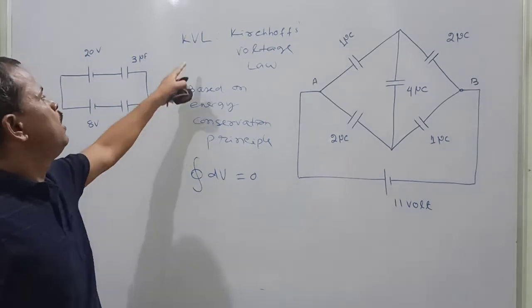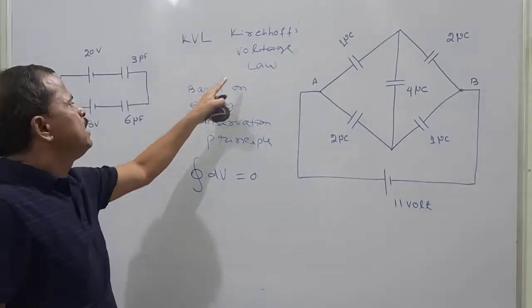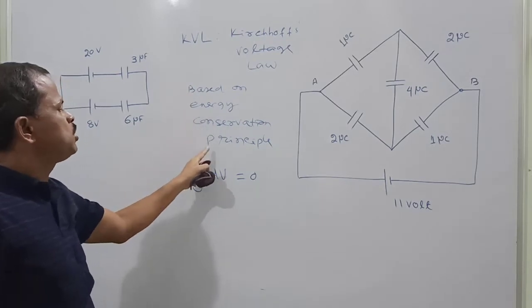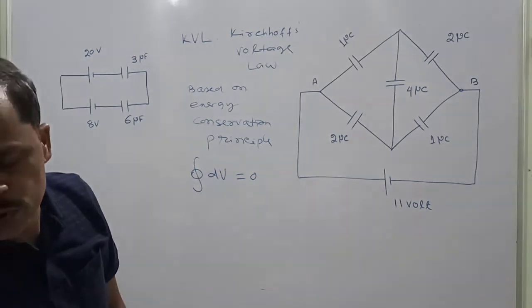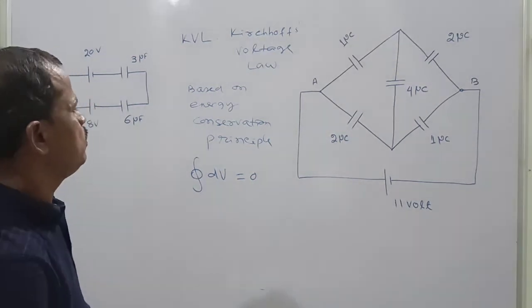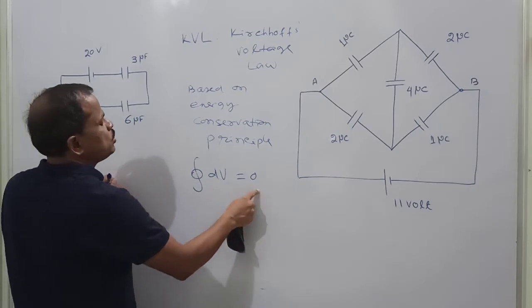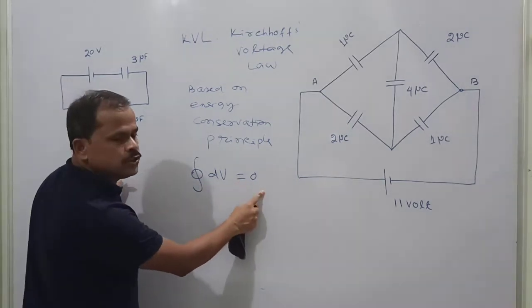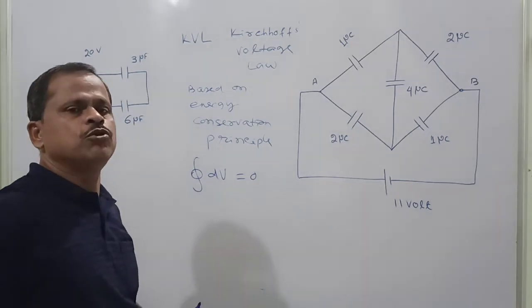That is called Kirchhoff's voltage law, or KVL. It is based on the principle of conservation of energy. So in a closed path, net energy is equal to 0. That is called Kirchhoff's second law. Since the sum is equal to 0, some voltages will be positive and some voltages will be negative.